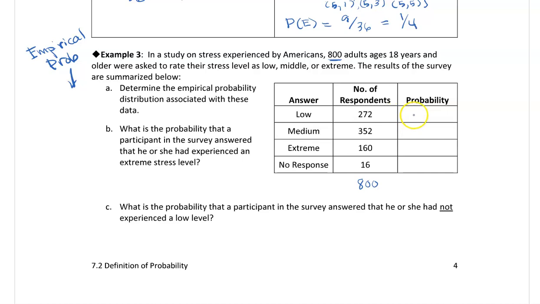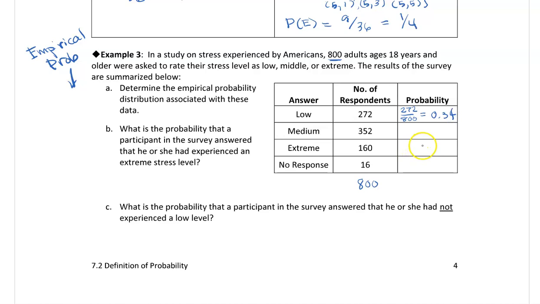All right, so now we're going to calculate the relative frequency. That's going to be our probability, the relative frequency. Now we're going to assume that 800 is a large enough number that we can get a reliable probability. So the probability of low stress is going to be 272 out of 800. So it's the number of trials of that event over the total number of trials. Now I'm going to write that as a decimal. So that's 0.34 when I calculate that out.